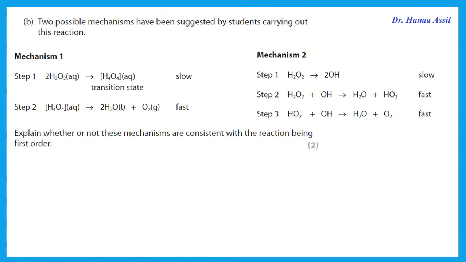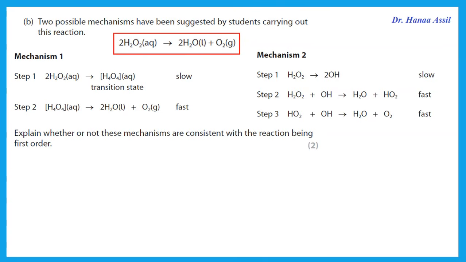Two possible mechanisms have been suggested by students carrying out this reaction. So remember that this was the reaction and we were trying to determine the order, and we said it should be first order. So explain whether or not these mechanisms are consistent with the reaction being first order. Remember, when you look at mechanisms, we're looking at the slow step or anything before it, if there is anything before it. So the slow steps here, this is what we're looking at.